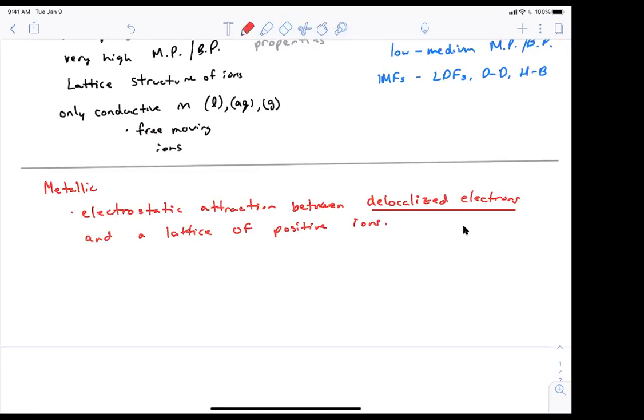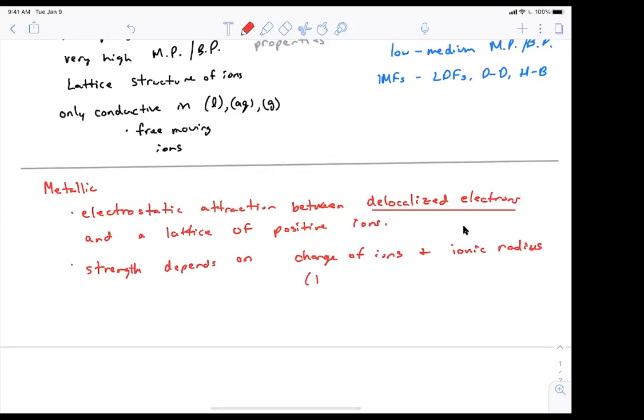Okay. Now the strength of the metallic bond depends on the charge of the ions and the ionic radius. Okay. And if you want a greater strength, you want a higher charge and you want a smaller ionic radius.